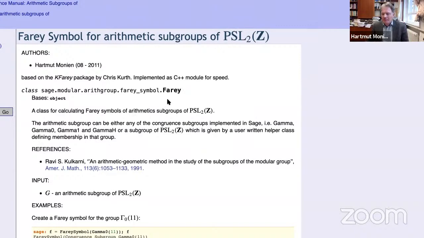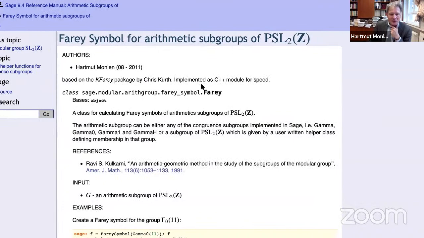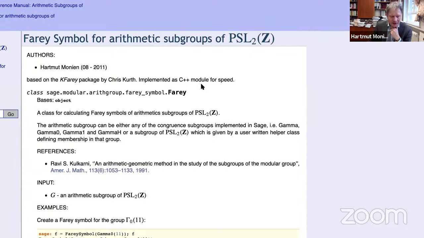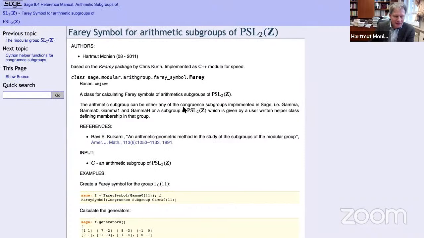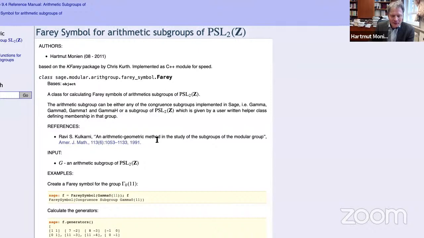Good. So why did I start out? I mean, to look at the Farey symbols. I wanted to have a tool for obtaining generators of subgroups of the modular group PSL2(Z), and what I wanted was the smallest possible set of generators. The nicest reference I could find was the paper by Professor Kulkarni, called An arithmetic-geometric method in the study of subgroups of the modular group.